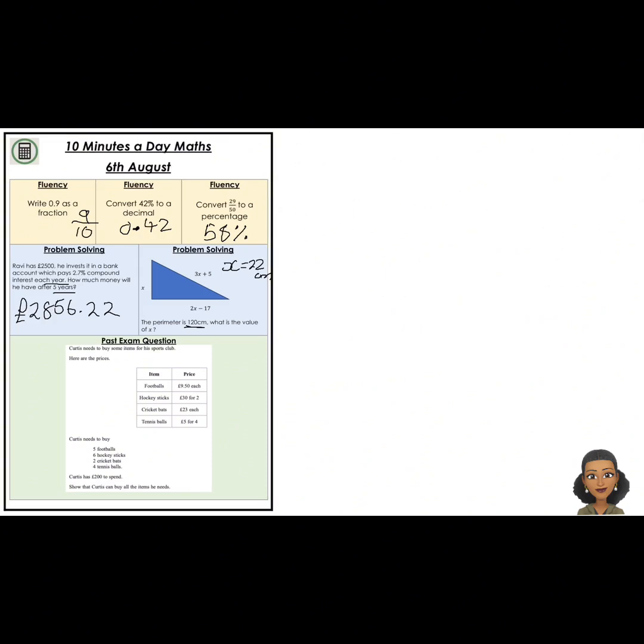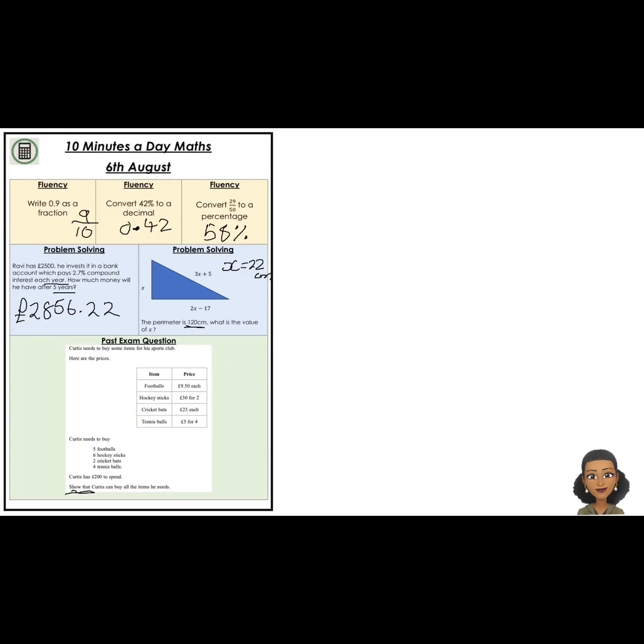Right, let's have a look at this final one. An exam question. Curtis needs to buy some items for his sports club. Here are the prices. He needs to buy 5 footballs, 6 hockey sticks, 2 cricket bats and 4 tennis balls. He's got £200 to spend. Show that Curtis can buy all of the items he needs. So they want you to write down what you're doing each step.